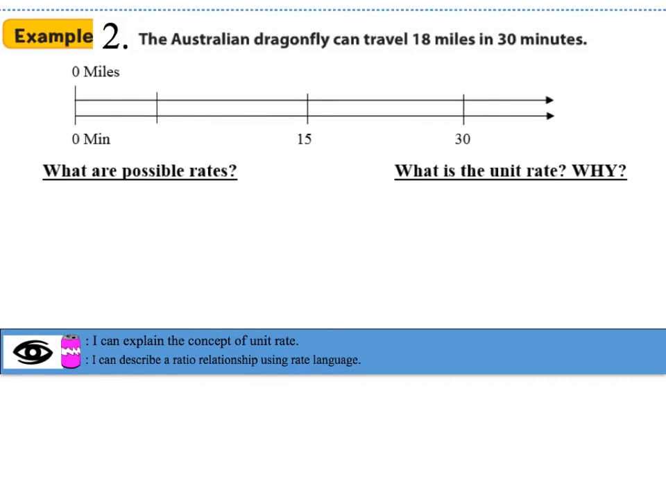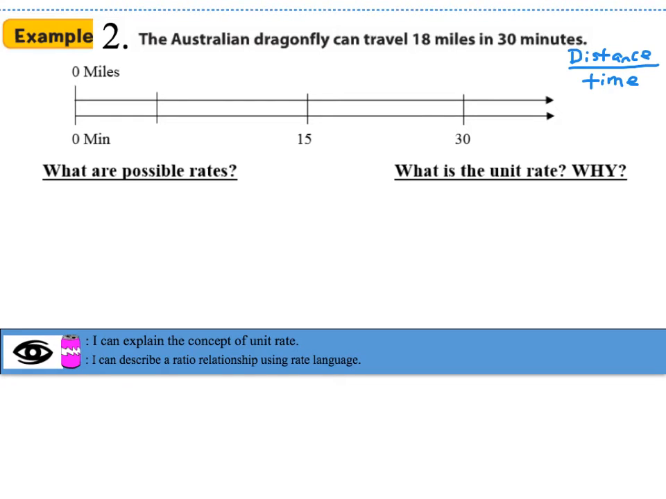Example 2 says the Australian dragonfly can travel 18 miles in 30 minutes. So if you remember from the key concepts, it said that distance should go on the top and time should go on the bottom. So distance over time.